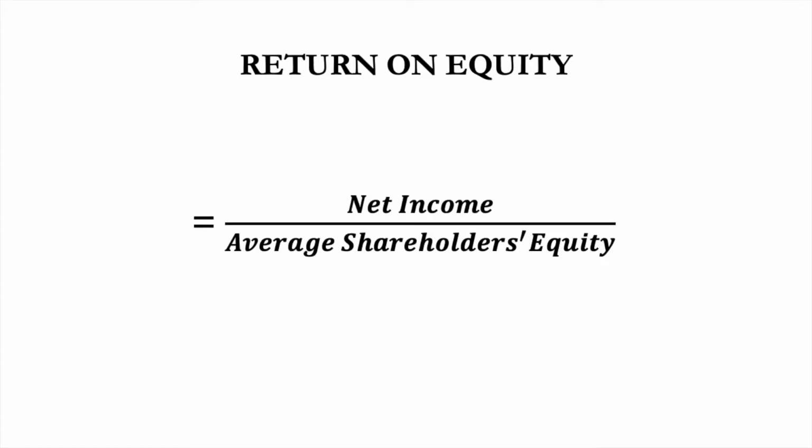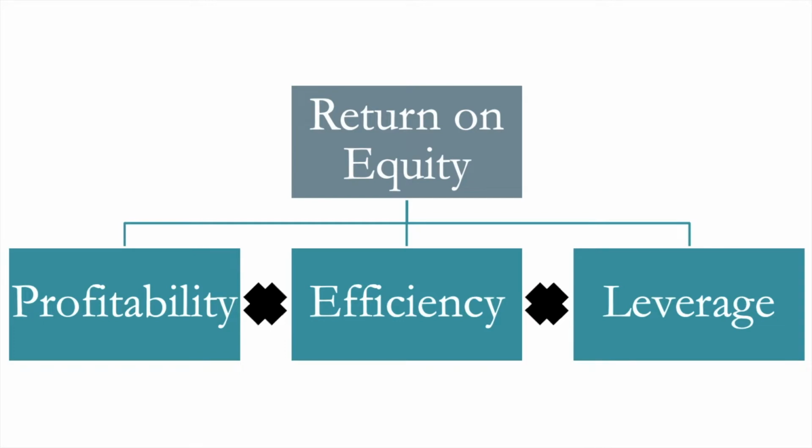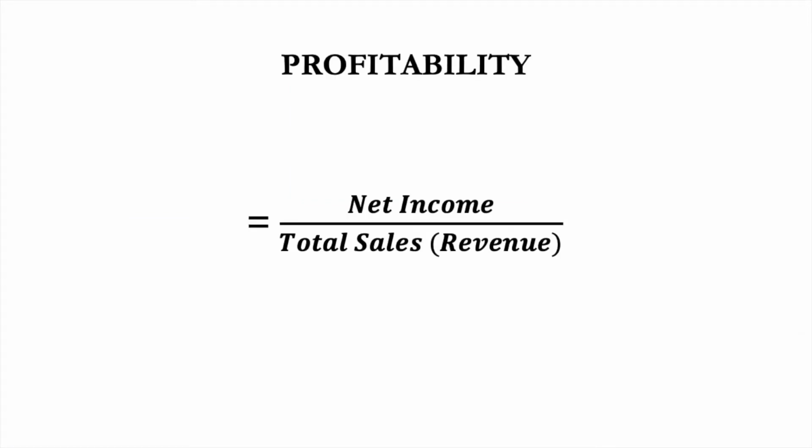Once again, the word average is there for the same reasons I just mentioned for average assets and operating performance. This measures, for the amount of money that's been put into the business by shareholders, how much income is being generated from that money. This is a common number often used by analysts to look at various companies. But today, we're going to break down return on equity into three components: profitability, efficiency, and leverage. So let's look at profitability first.